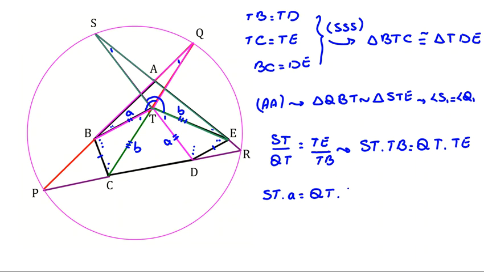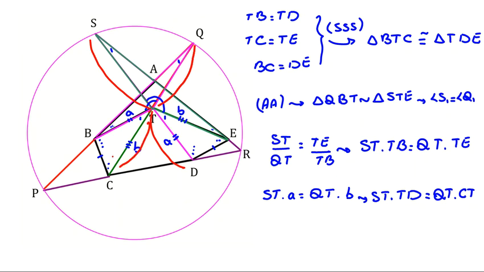TE is B. But as you can see, we have two B's, so instead of TE, we can replace it with TC. And we said TB is A. Instead of that, you can also write TD. So we can conclude ST times TD equals QT times B, which is QT times TC. Now, one important rule we found: ST times TD equals QT times TC.